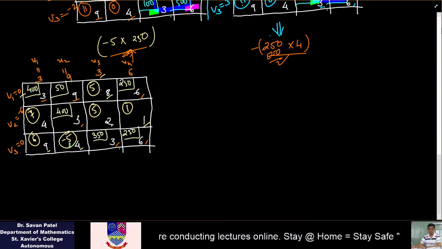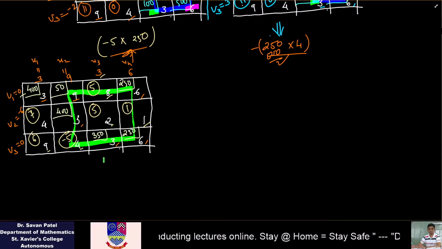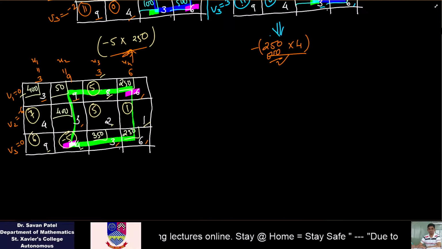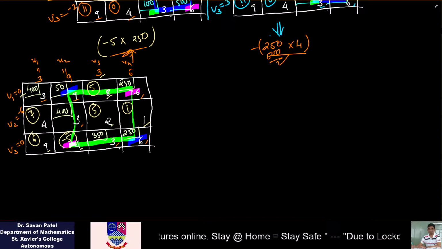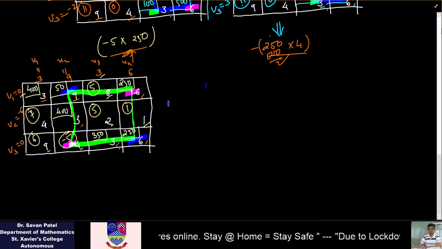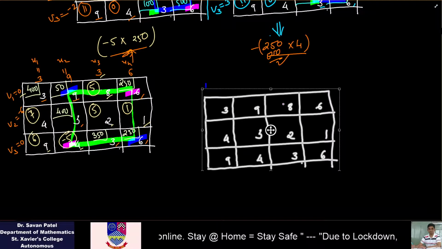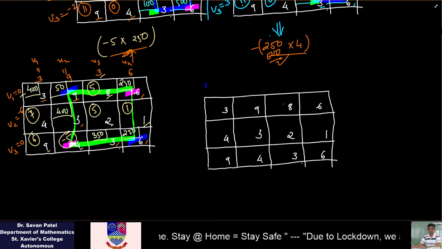Okay, so from here we are having here, then come back to here, then here, and come back. What are the positive corners? So this and this is your positive corner. And what are the negative corners? So this and this is your negative corner. So our next table is all the other remained.